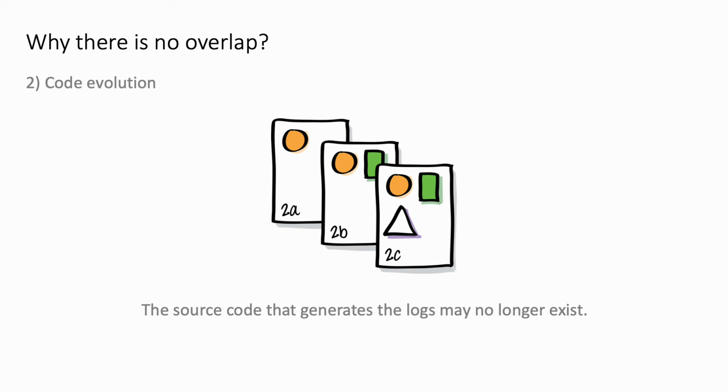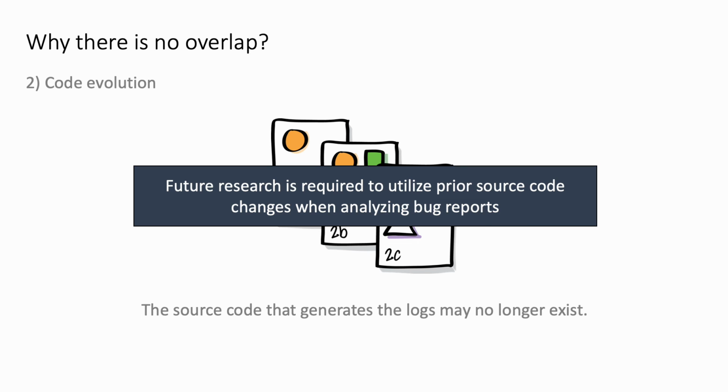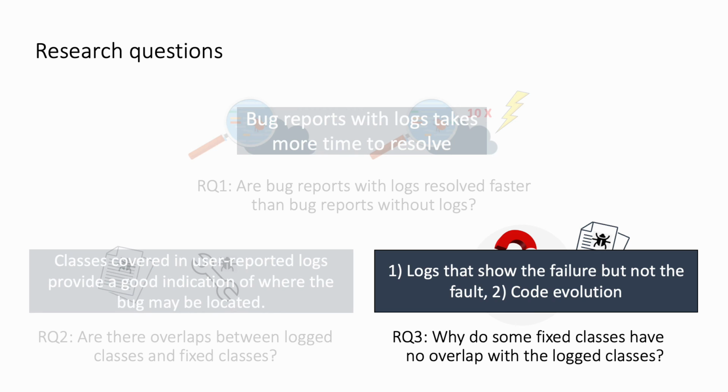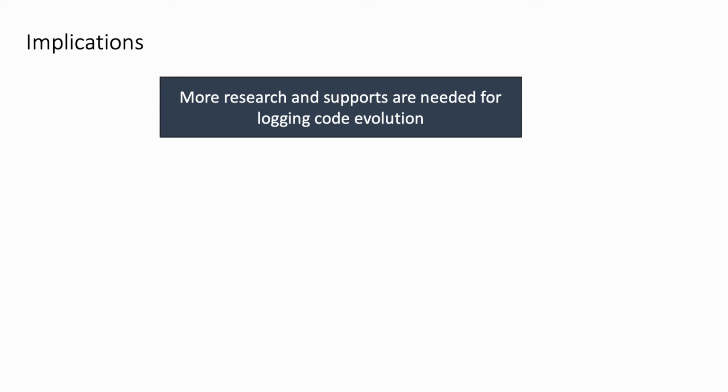In such cases, developers might have additional challenges in understanding and fixing the bug. Future research is required to utilize prior code changes when analyzing bug reports. Finally, we answer our third research question and find the 2 main reasons why there is no overlap. Based on those findings, we summarize 3 main implications.